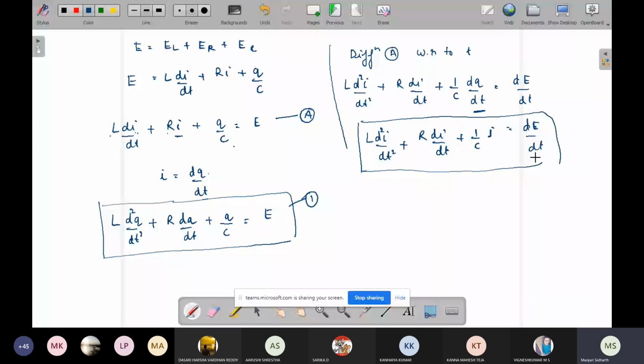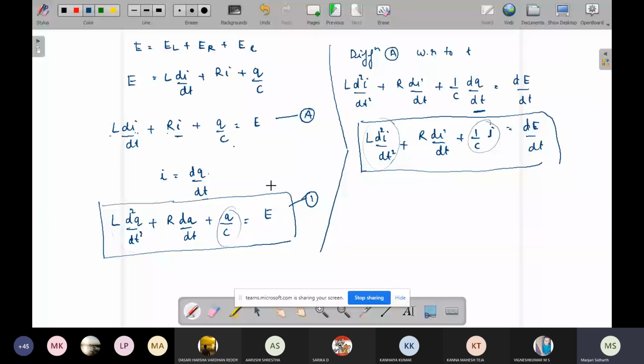Now see, you can conclude the sub cases. Like if the circuit contains no capacitor, then the related term will be 0 here. If there is no inductor, that means this term will be 0, this term will be 0. So you can decide the sub cases.